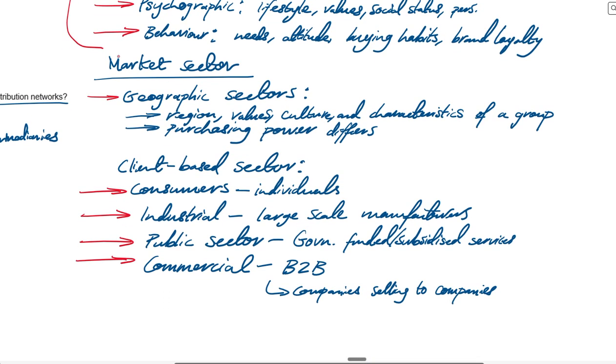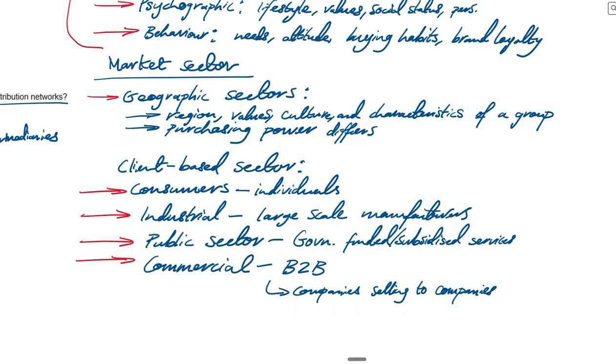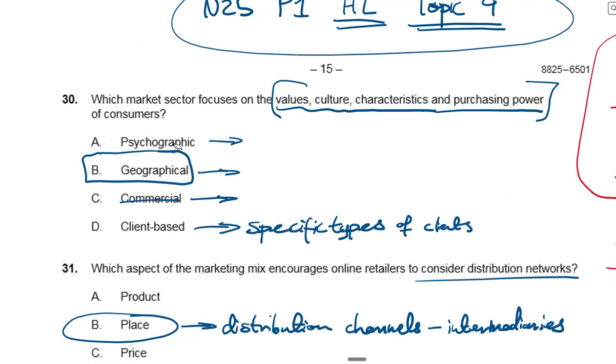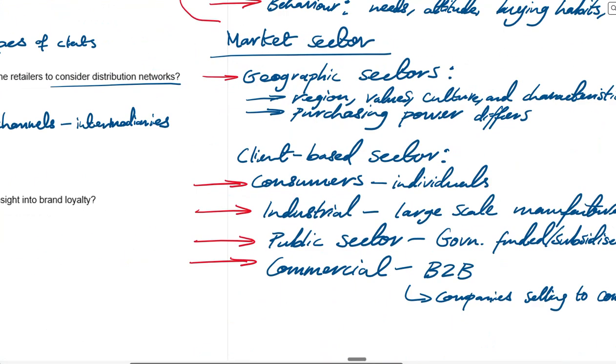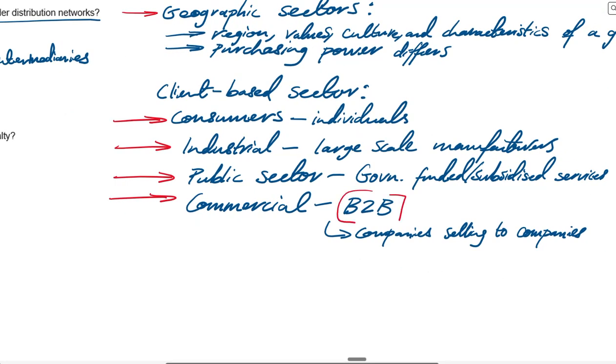And then we have market sector, which is what we're looking at. We have geographic sectors and client-based sectors. So immediately what we have to cross out is psychographic and commercial, because those are segments. Okay, commercial could be possible, since commercial is a segment of our client-based sectors, but it's for business to business. B2B means companies selling to other companies, and that is not what we're talking about here.